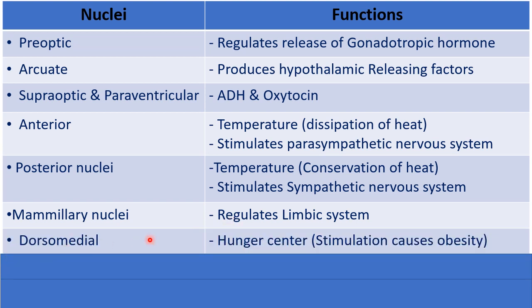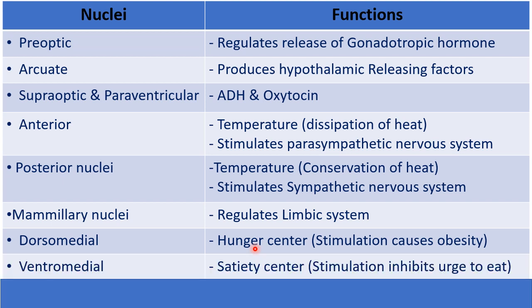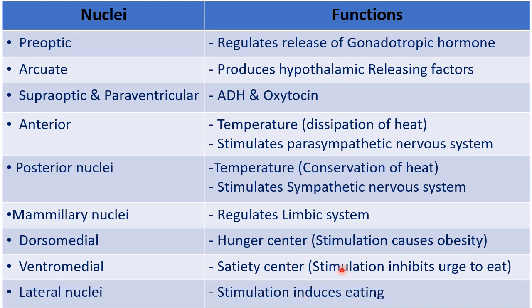And the dorsomedial nuclei are responsible for the hunger center. Stimulation of this dorsomedial nucleus causes obesity. And the ventromedial nuclei, stimulation of this area causes the urge to eat. That is the satiety center. Then the lateral nuclei, on stimulation, induce eating. It is inducing the eating.